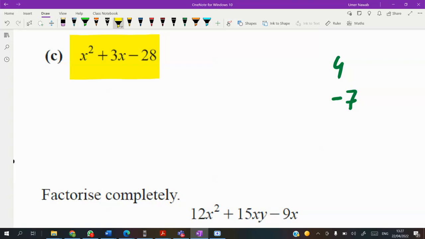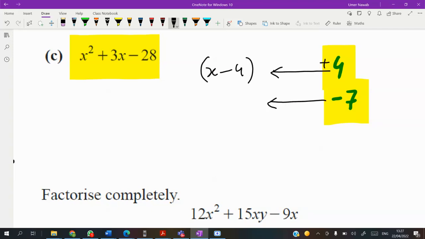Now, the calculator gave you two critical points, 4 and minus 7. So now we can convert 4 into a factor form. So the factor form of 4 is x minus 4. And the factor form of minus 7, just change the sign, x plus 7. And if it is plus 4, you write it in the factor form as x minus 4.